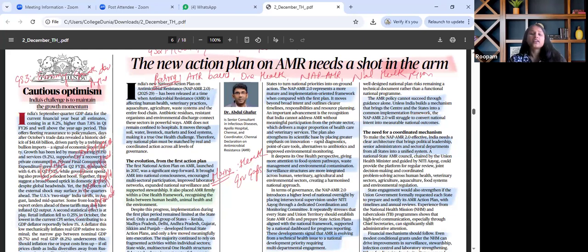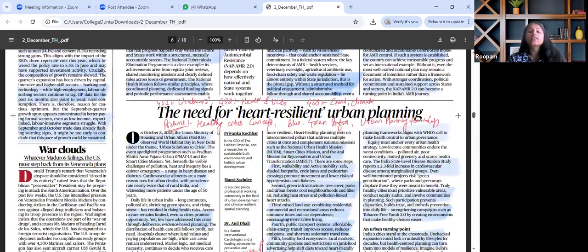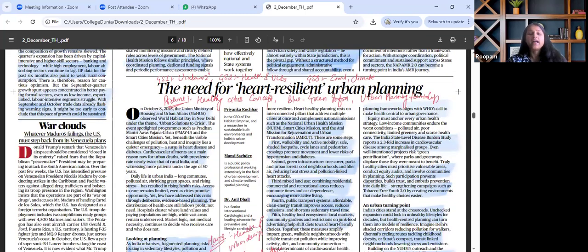The next important article there in the paper, just below it, is the need for heat resilient urban planning. So this is relevant for GS paper 1, urbanization could be one of the theme. Also GS paper 2, health and urban local bodies. GS paper 3, environment and climate.